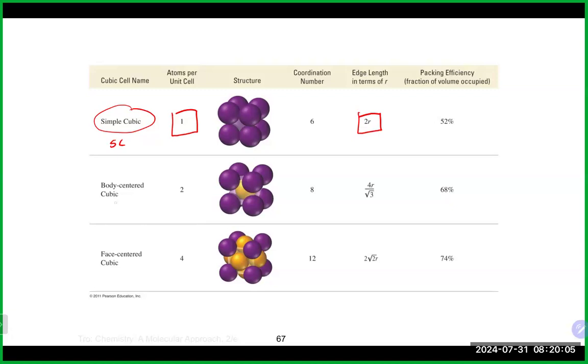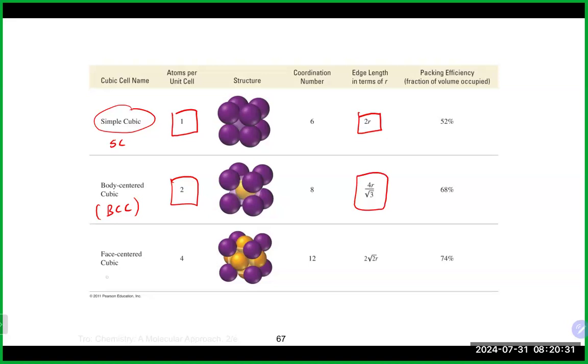The next one is body-centered cubic, which is BCC, sometimes the abbreviation for that. And that has actually 2 atoms per unit cell. And it has a coordination number of 8 because we have an extra atom sort of in the middle. And the edge length is 4r divided by the square root of 3.